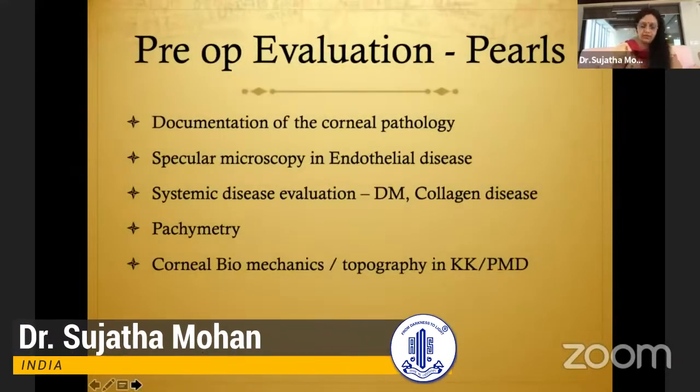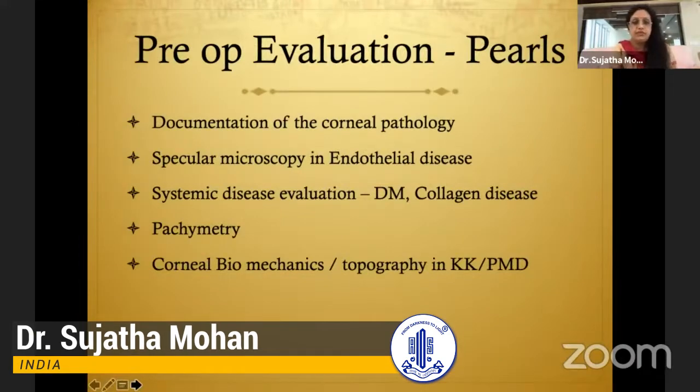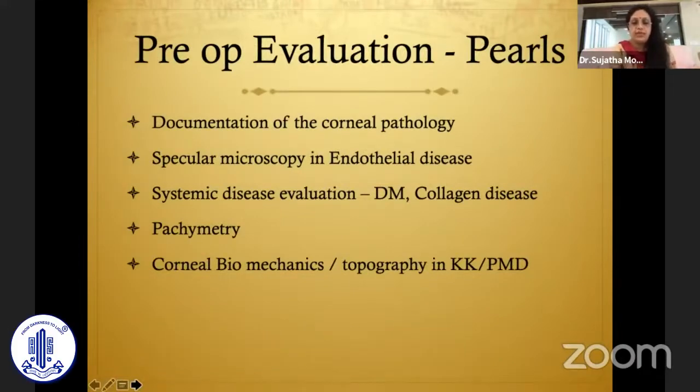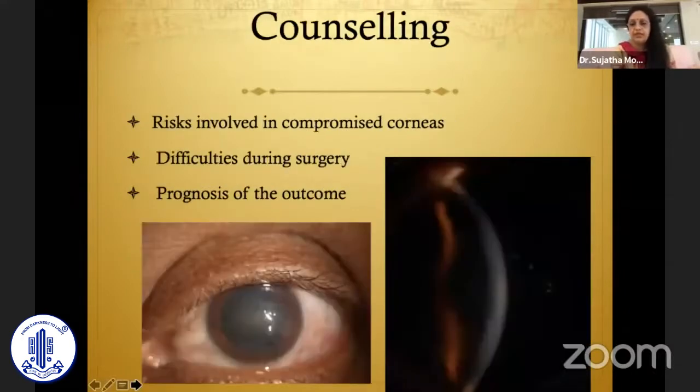So the pre-op evaluation pearls would be: documentation of the corneal pathology is very important, specular microscopy in case of endothelial disease, systemic evaluation, particularly for collagen vascular disorders, and pachymetry to determine whether the patient needs a combined procedure or not, and corneal biomechanics and topography in patients with keratoconus and PMD for determining the toric IOL power calculation.